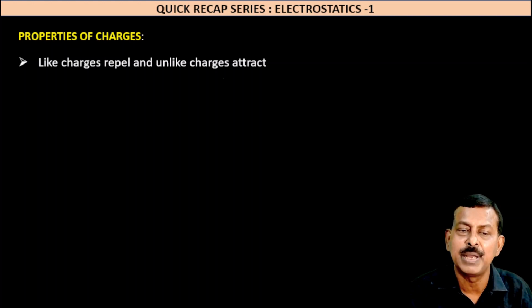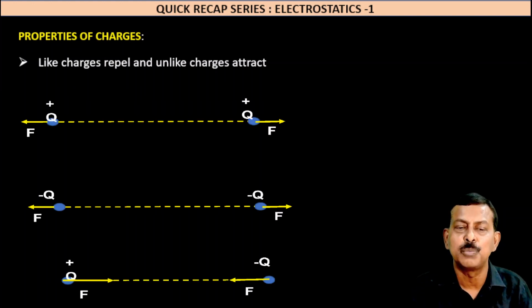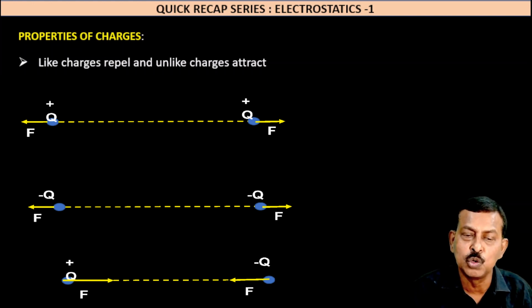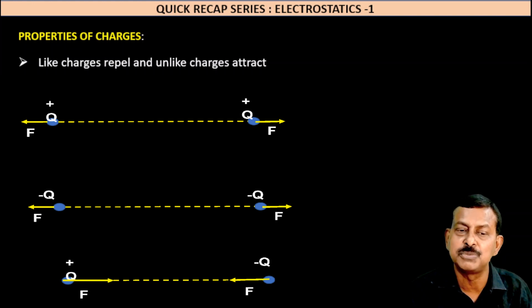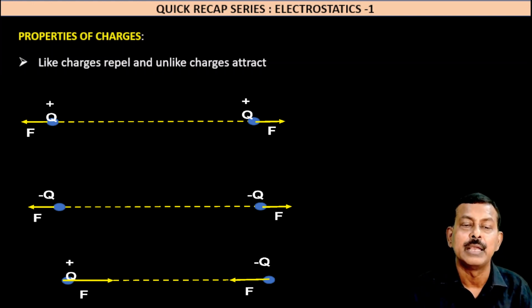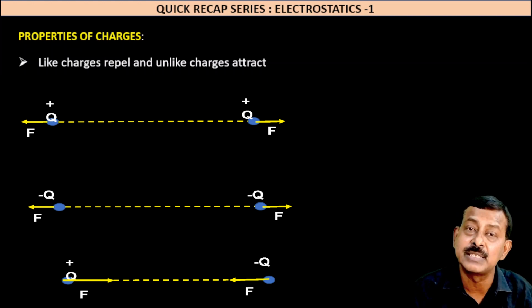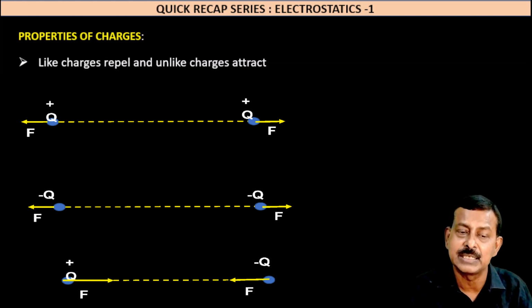Like charges repel and unlike charges attract. Suppose we have two bodies which have the same nature of charge. Suppose they have positive charge there. In that case, there will be repulsion. So in this case, you can see that there is a repulsion between the two bodies that we have shown. If the two are carrying, say, negative charge there, in that case, there will again be repulsion.